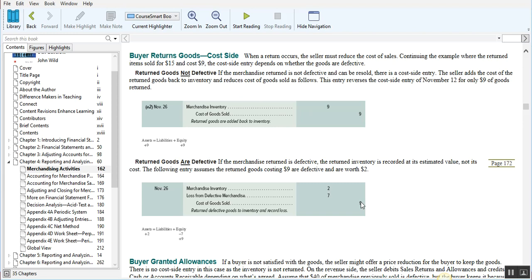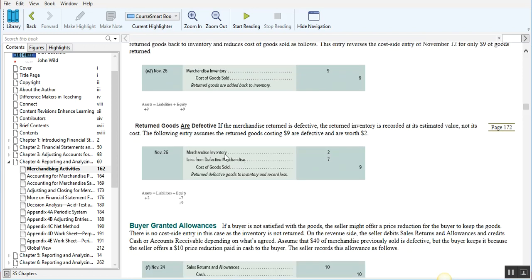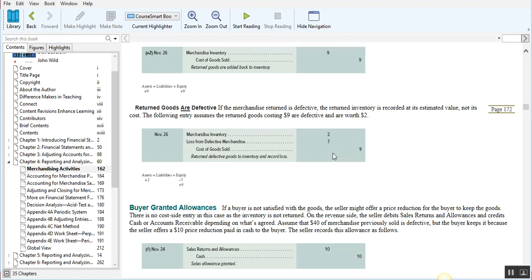If the returned goods are defective and we cannot resell them, or if there's some portion of them that are, we may do something like this. They recorded the return. They returned $9 worth of goods, or that was the cost on it. But out of those goods, $7 of that was lost. We couldn't sell it again. It was not something that we could put back on the shelf. So we're going to show that as a loss from defective merchandise. And then we'll have a debit in merchandise inventory for the difference between the 9 and the 7, which is the $2.